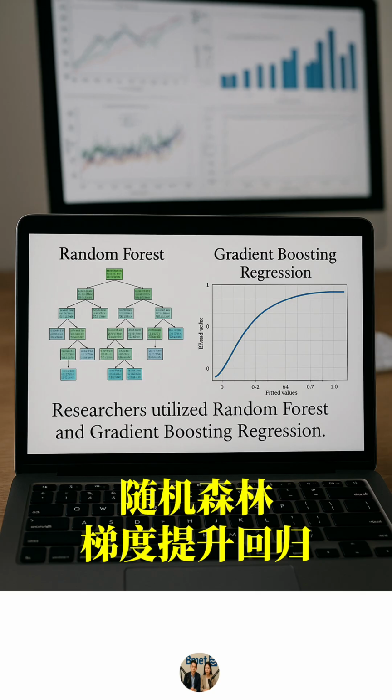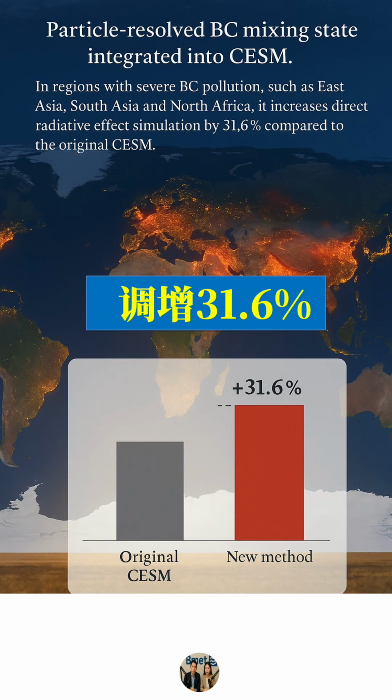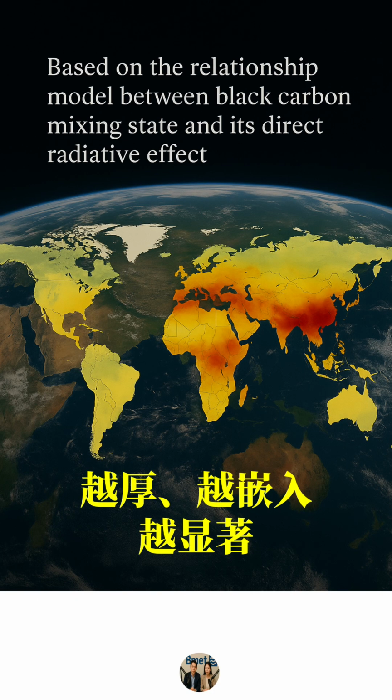And the results? Were they dramatic? Absolutely. When realistic mixing was included, the simulated direct radiative effect increased by as much as 31.6% in polluted regions. That's a huge correction. It proves we've been systematically underestimating BC's warming impact. Incredible. That's a massive difference. Yes, and they also found that thicker coatings and higher embedding ratios make BC even stronger as a heater. It underscores how vital it is to capture BC's complex structures, especially in polluted regions.